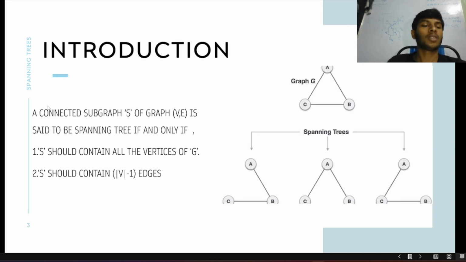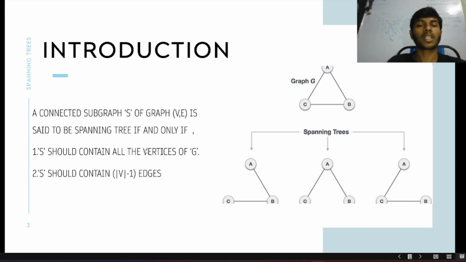Here you can see a connected subgraph S of graph G(V, E) is said to be a spanning tree if and only if it satisfies the following conditions. S should contain all the vertices of G, meaning the subgraph S should have all the vertices of graph G. This is the first condition.